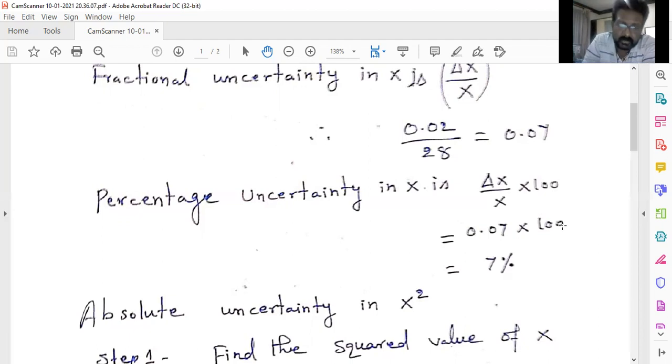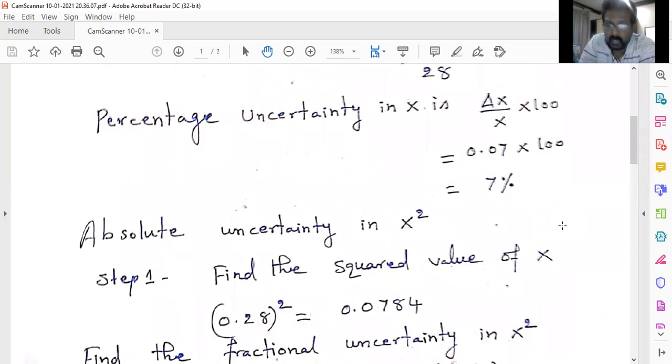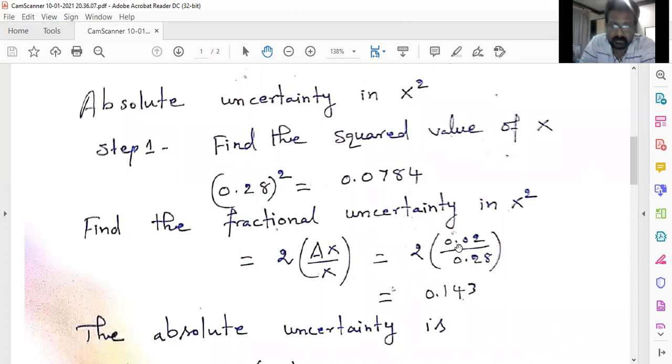Now, how to include the absolute uncertainty in x square? So the first step everybody should do, find the squared value of x. That is equal to 0.28 squared, that is equal to 0.0784. And then find the fractional uncertainty in x square. So the fractional uncertainty in x square is equal to 2 del x over x, because there is an exponent, that is 2. So the fractional uncertainty in x square value is the exponent times its fractional uncertainty. So exponent 2 times the fractional uncertainty, and you can see from the working that 2 times 0.02 over 0.28 is equal to 0.143.